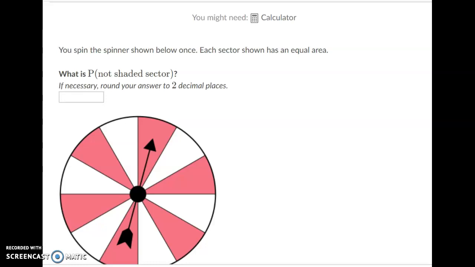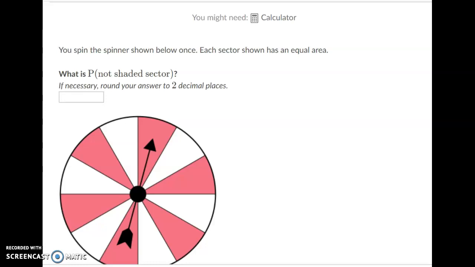Spinners are a common source of questions for probability. This one, you spin the spinner shown below once. Each sector shown has an equal area. And then we want to find the probability of landing on an area that's not shaded. So we've got a total of 1, 2, 3, 4, 5, 6, 7, 8, 9, 10, 11, 12 sectors. Every other one is shaded. So there are 6 that are shaded, 6 that are not.